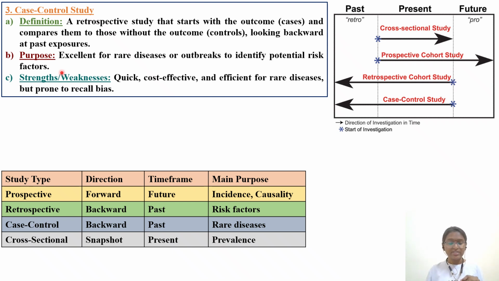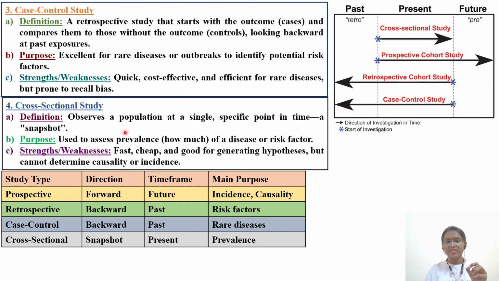What are the strengths and weaknesses of a case control study? It is quick, cost effective, and efficient for rare diseases, but prone to recall bias. Similar to the retrospective cohort study, if certain information is missing in the records, then there is no way you can go back and correct that, because it has already been recorded. So that is the biggest disadvantage. There will be a recall bias.